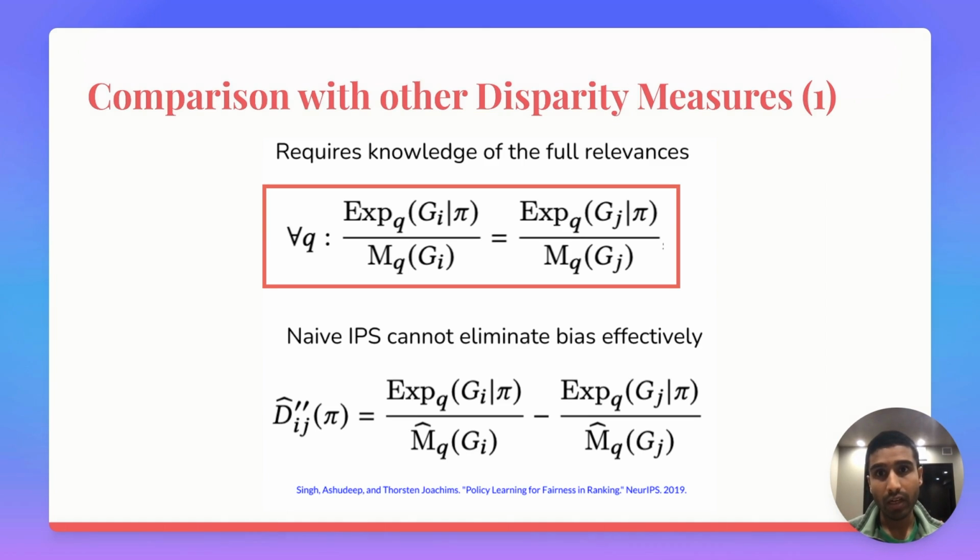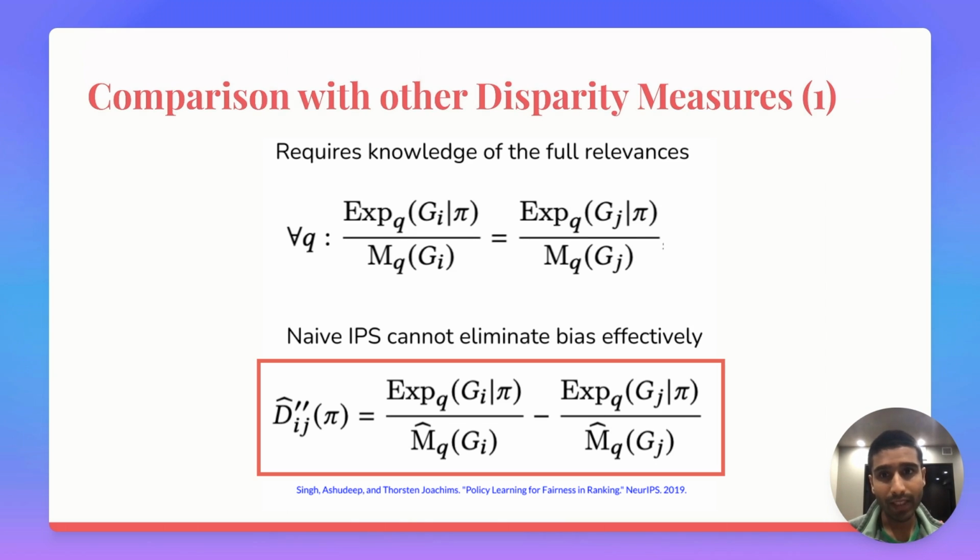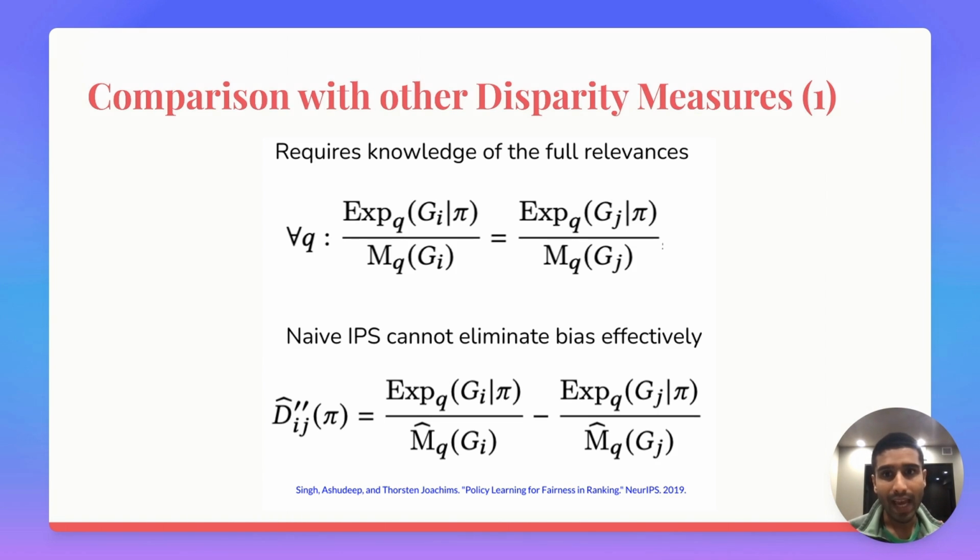Here's a disparity measure, the disparity treatment constraint from Ashudeep et al. Evaluating this constraint requires the knowledge of full relevances, which is often infeasible to obtain from real-world implicit feedback. And directly replacing the relevance term with clicks when evaluating merit leads to biased estimation due to selection bias, like we noticed earlier. To combat this, naively plugging the IPS estimator into the corresponding disparity measure would not eliminate the bias effectively. For an unbiased merit estimate from clicks, we need to know the joint distribution of observation for all items in the group, which is difficult to model. Instead, our disparity estimator has an unbiased estimator to overcome this selection bias.